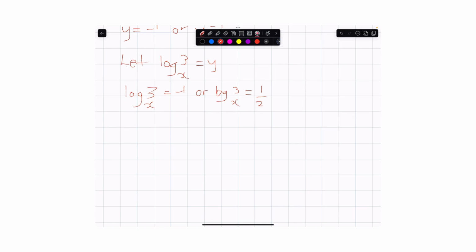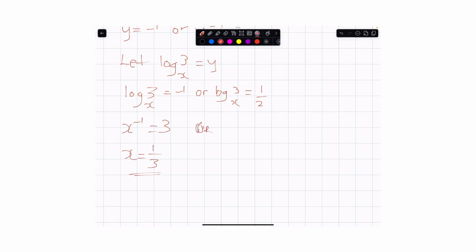Now, from here, what you need to do is simplify your equation, using the laws of logarithms that we learned. So you're now going to get x to the power of minus 1 is equal to 3. That's how you solve the first part, which will give you x is equal to 1 over 3. That's your first response.